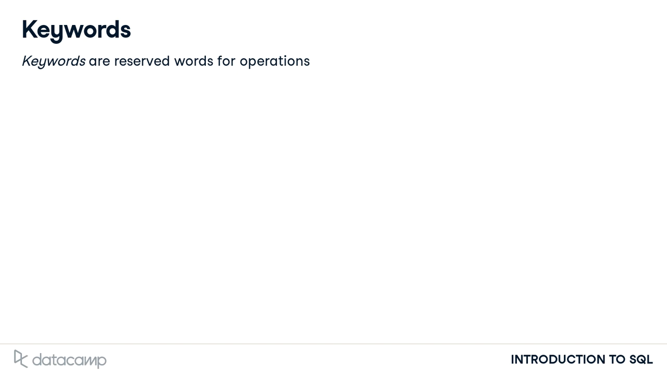Let's write our first SQL code. To do that, we will need to learn a few keywords. Keywords are reserved words used to indicate what operation we'd like our code to perform. The two most common keywords are select and from.